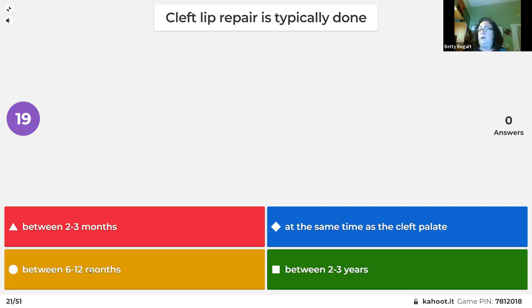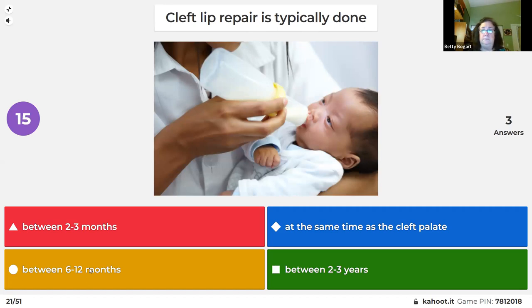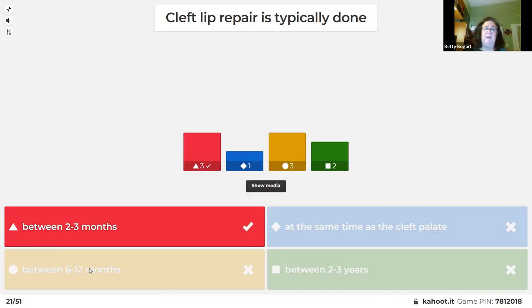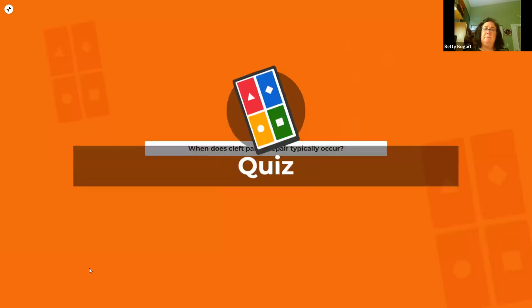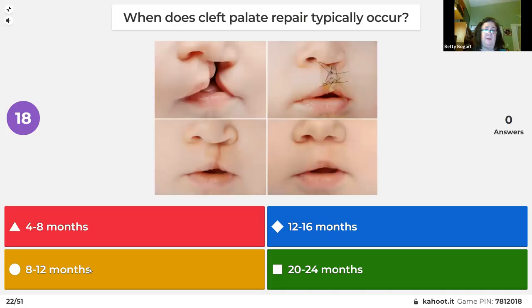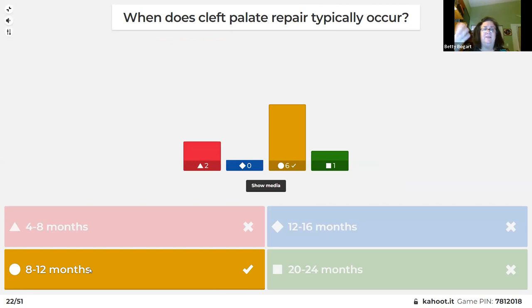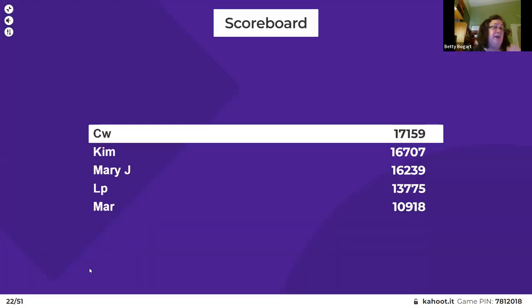Cleft lip repair is typically done when? Cleft lip is 2 to 3 months, okay? Later on is when we do the palate. As in, when does the cleft palate repair typically occur? So that's 6 to 12 months, 8 to 12 months, the latter part of your first year. They try to get it before the child talks so that there's no real speech impairment. They're still going to go to speech therapy.